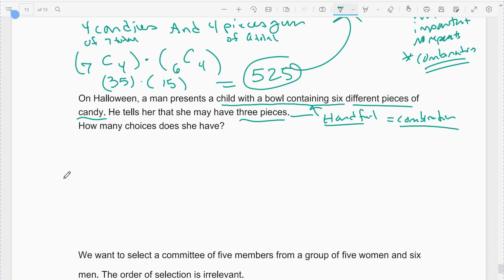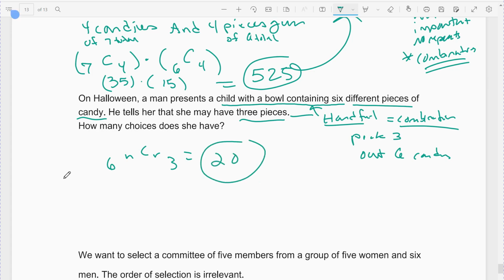So combination, we're picking 3 out of 6 candies. So combination 6 choose 3. Again, it's a combination because it's a handful. 6 were in the bowl. She reaches in and grabs 3 at one time. There are 20 ways she can do that.